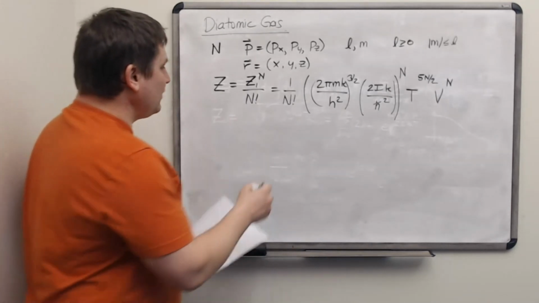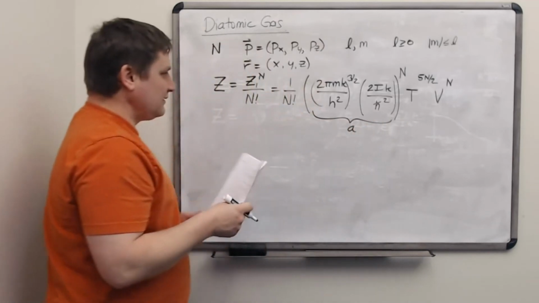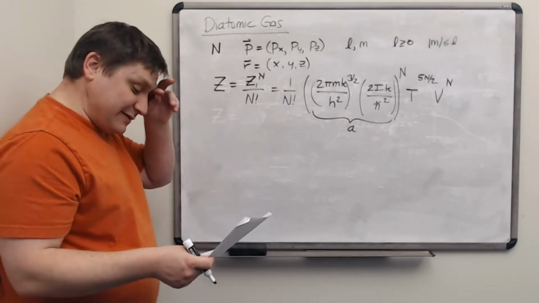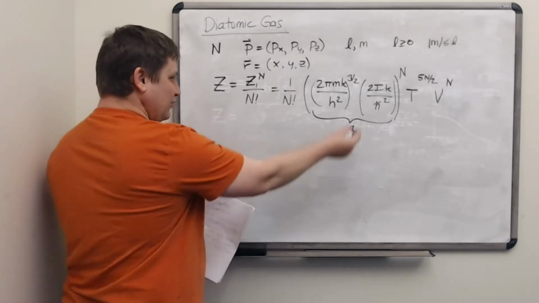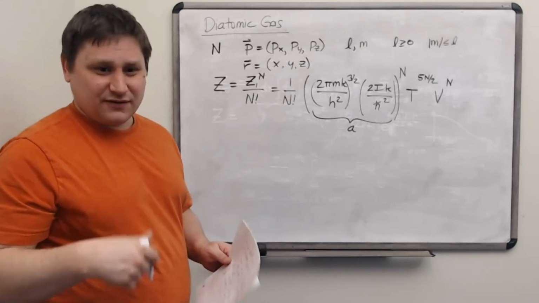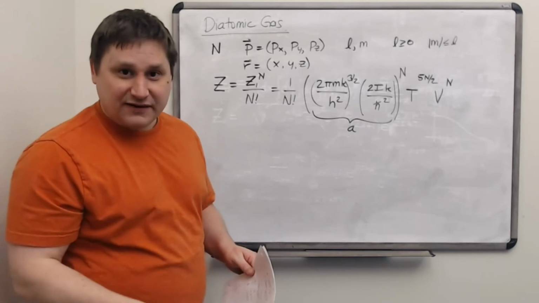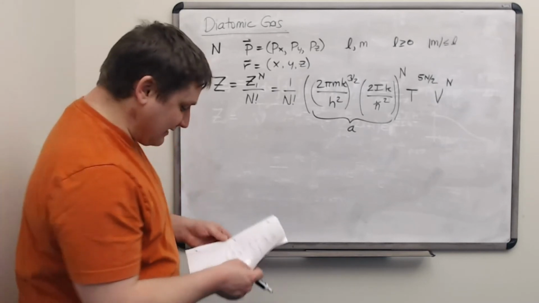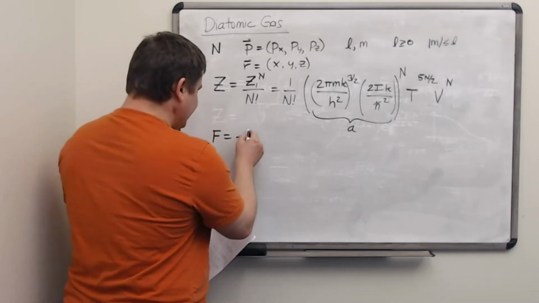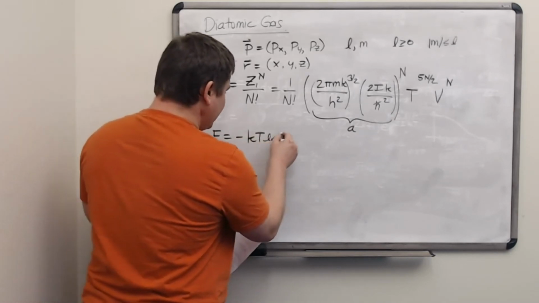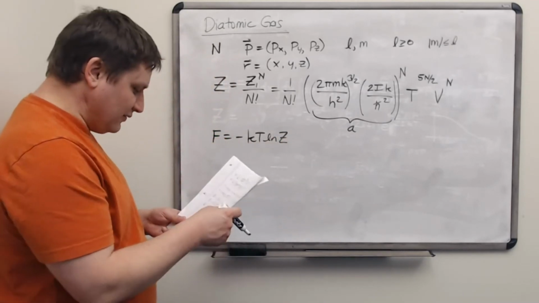Okay, so we'll just call all of this stuff in here some constant. We'll denote that as A. That depends on the microscopic properties of the molecule. This would basically influence your Gibbs energy of formation from the table, but not the ideal gas behavior. Okay, so to finish this off, we're just going to take the logarithm of this multiplied by kT to get the Helmholtz free energy.